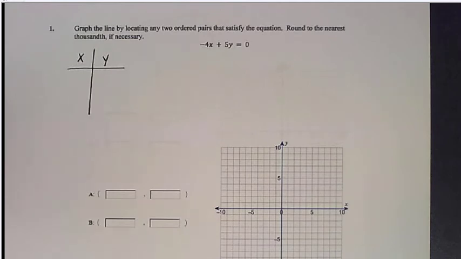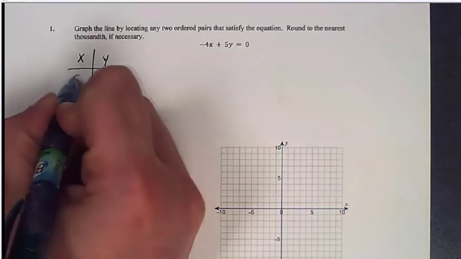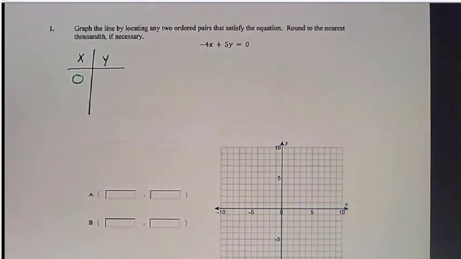Typically, especially when I'm looking at a problem like this, I love the number 0. The number 0 is usually really easy to plug in. It's usually really easy to solve for. It's one of my favorite numbers to use. And then we can pick another number. Now this is where we get some leeway. We could go with 1, 2, -3, -7.